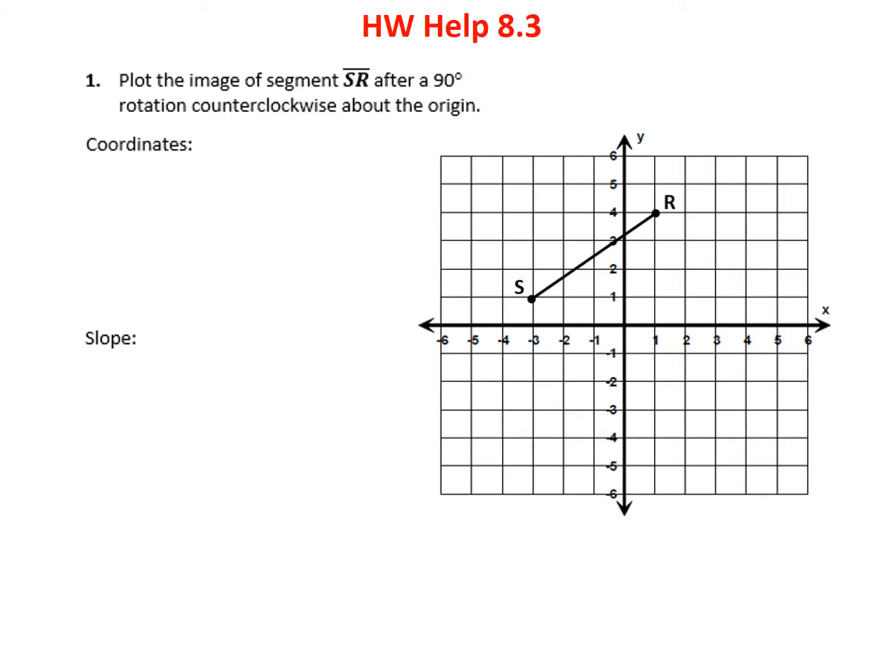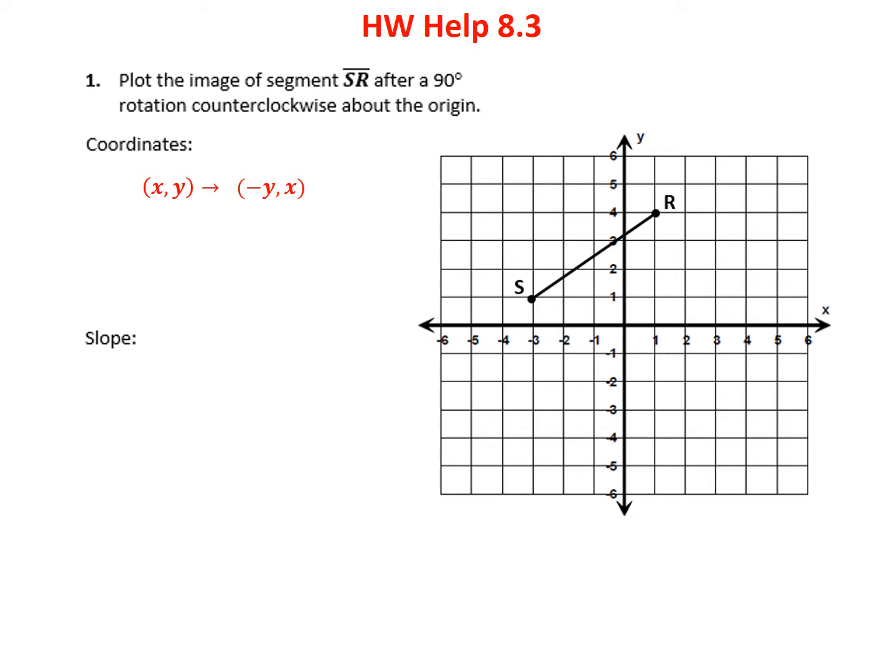Our first problem asks us to plot the image of this segment SR after a 90-degree rotation. Now, we know from our notes that the rule for this is that (x, y) becomes (-y, x). So they switch and the y becomes opposite. If you're not quite sure why this works, let me give you a little demonstration here.